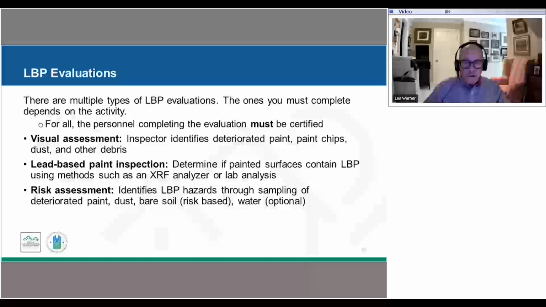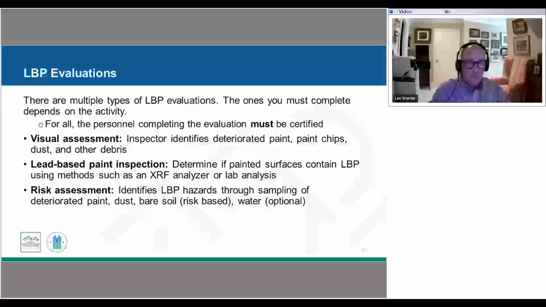And then our risk assessment is looking visually for the potential of hazards. We're doing paint testing to determine, is it lead, is it not lead? And then our risk assessment is identifying where we have actual lead-based paint hazards. And so that's through sampling the deteriorated paint, looking at dust, looking at bare soil. Water is not something that's included under this, but it is something that would be optional.